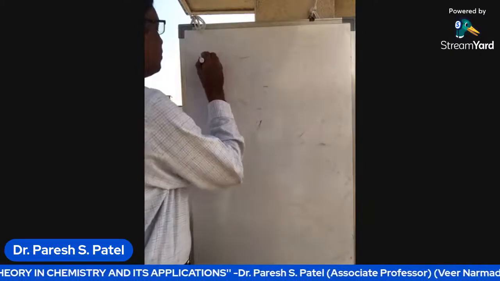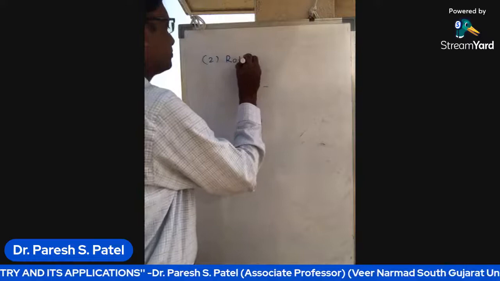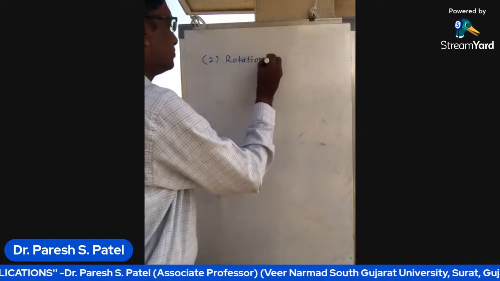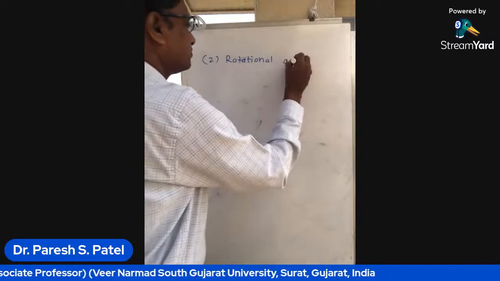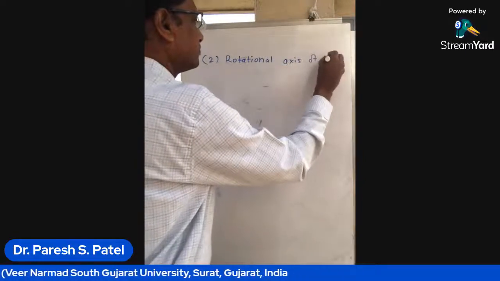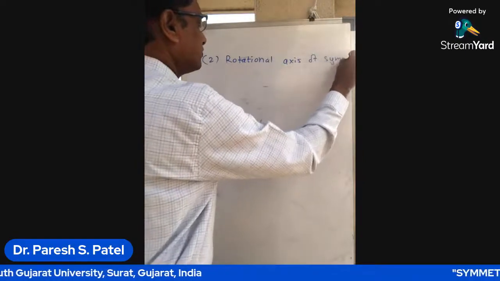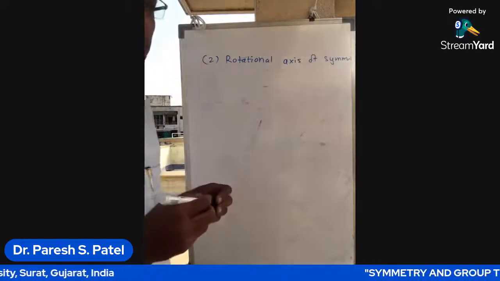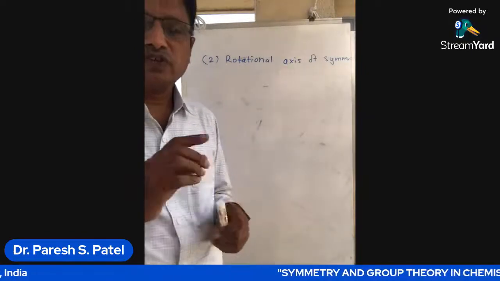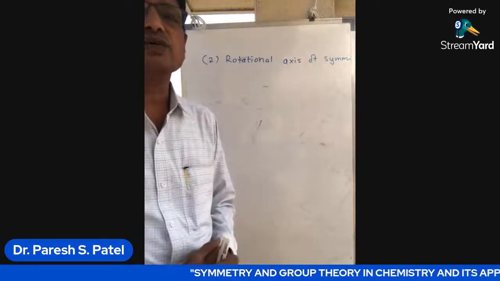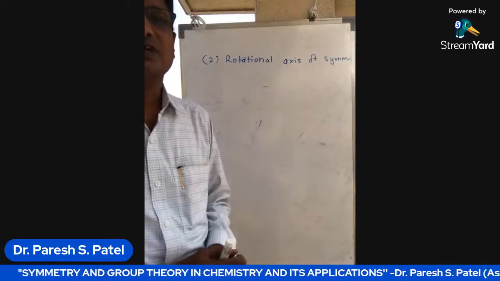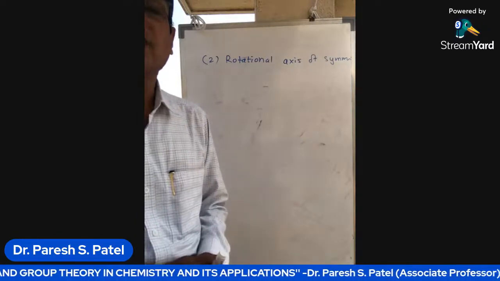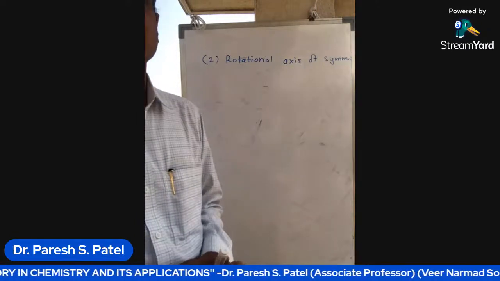Second one is rotation, the rotational axis of symmetry. Now for the rotational axis of symmetry, we know that if we rotate any molecule around by theta, we get an equivalent orientation position, but this rotation can be carried out either clockwise or anti-clockwise.